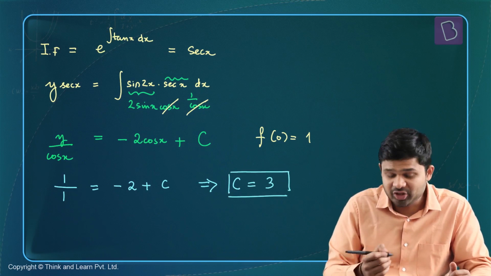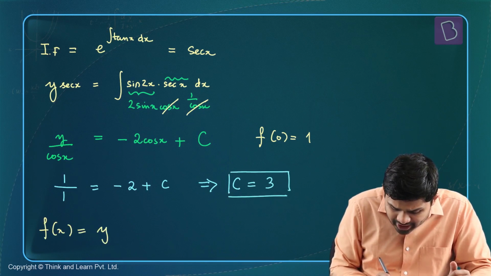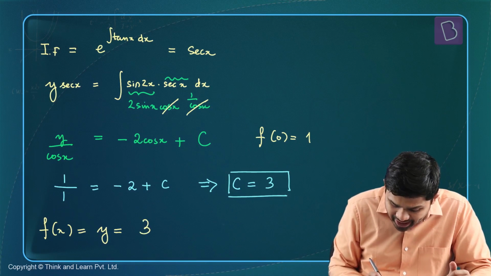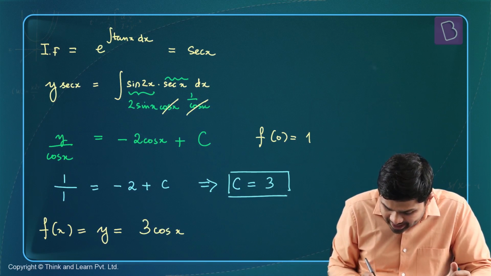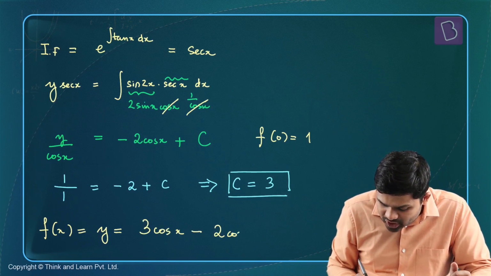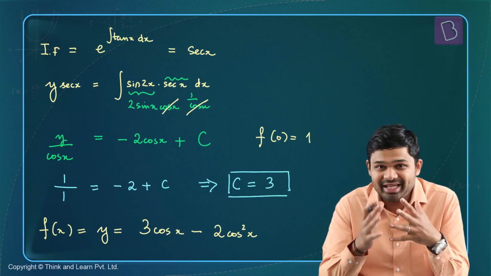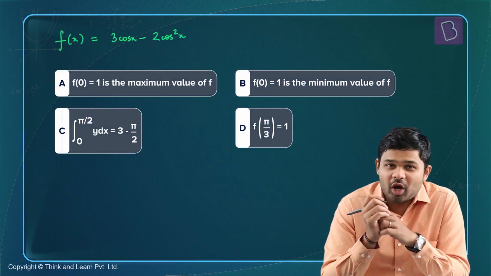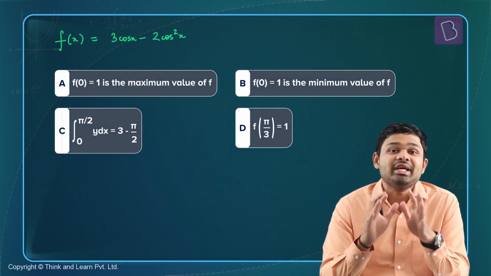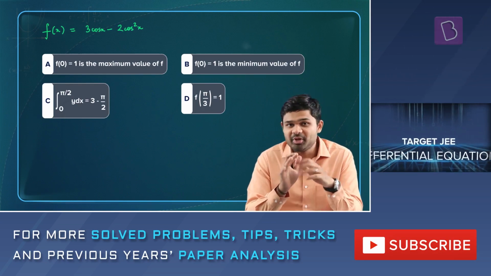So my f of x, or y, is nothing but 3 times, and I take the cos to the other side. So it's going to be 3 cos x minus 2 cos square x. So 3 cos x minus 2 cos square x, that's the value of f of x. Now we can look at all the 4 options which are given to us, and try and find the solutions which are correct to this particular question.